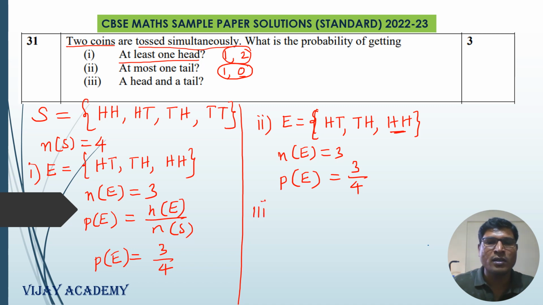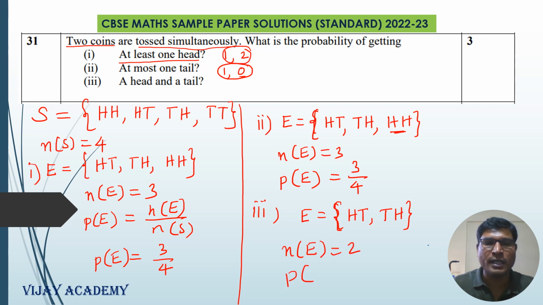Similarly, the last one, a head and a tail. So the favorable outcomes for a head and a tail should contain exactly one head and one tail. So under this we get head tail and tail head. So two outcomes are there. So the number of favorable outcomes is 2. So the probability of getting a head and a tail, P(E) equals n(E) by n(S), which is 2 by 4, that is equal to 1 by 2.